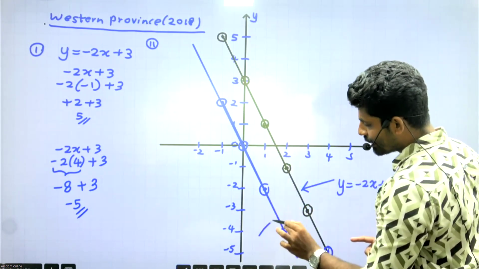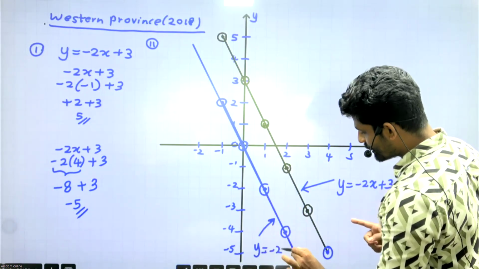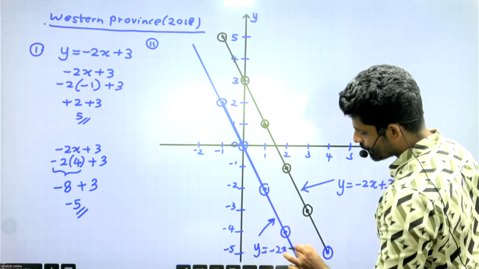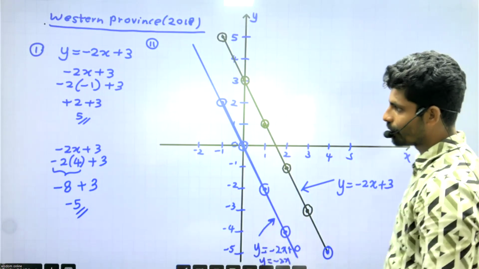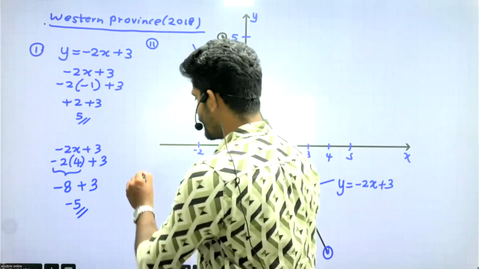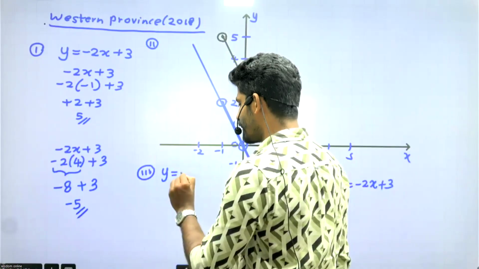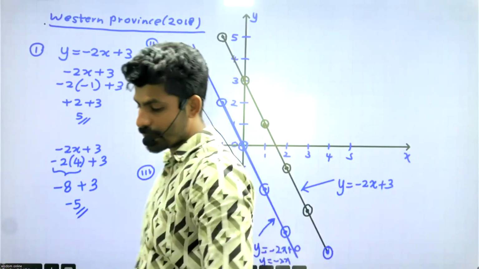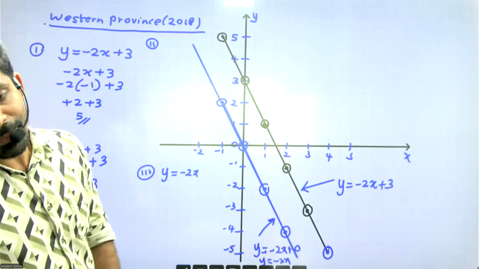Then what is the equation of this graph? Y equals negative 2x plus 0. That means y equals negative 2x. Question number 3: y equals negative 2x plus 0, or y equals negative 2x. Right.